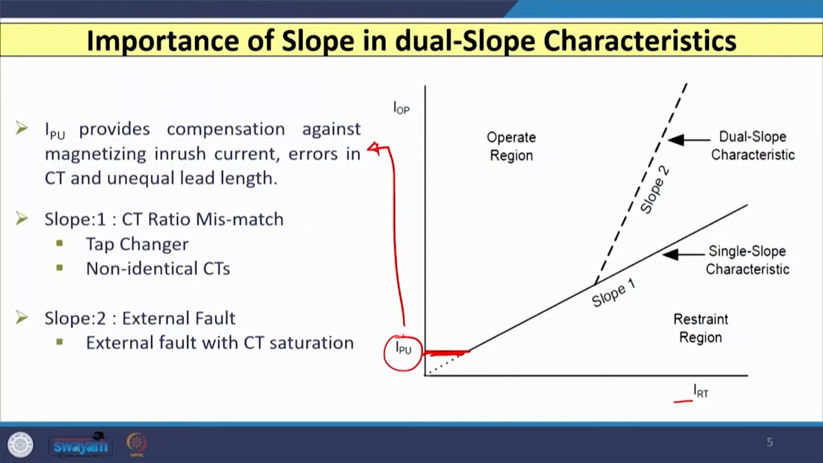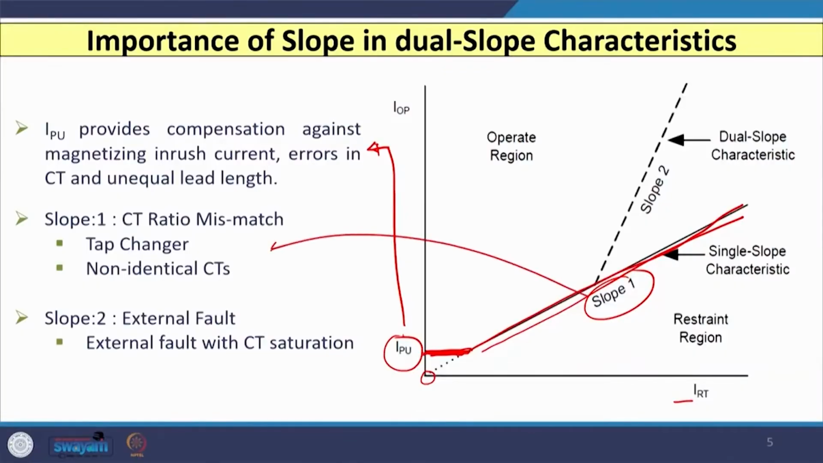So, instead of starting from the origin, this graph starts at some value. Then the second is slope 1. Here I have considered slope 1, and if I use only this characteristic, then this is the single slope characteristic of a digital differential relay. This slope 1 is required to avoid CT ratio mismatch, because as I told you, the CTs on both sides of the transformer winding have different CT ratios.